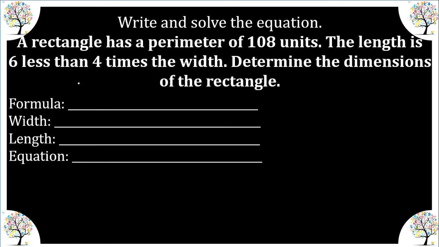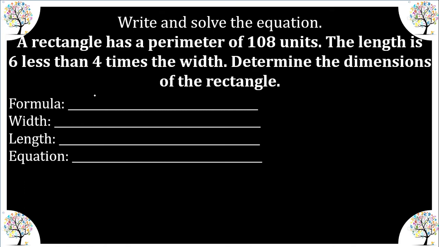Let's take a look at a few word problems. We're going to write a formula and identify the components within an expression and then create the equation. So a rectangle has a perimeter of 108 units. So we're dealing with a rectangle. The length is 6 less than 4 times the width. Determine the dimensions of the rectangle, which means the length and the width.